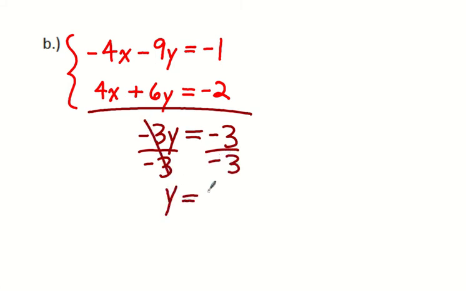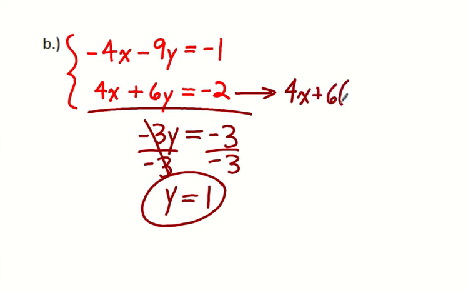To solve for y, negative 3 divided by negative 3 is positive 1. Now I'm going to plug 1 in for y somewhere. I'm going to pick this guy because I think it'll be easier and nicer. So 4x plus 6 times 1 is y equals negative 2. 6 times 1 is 6.